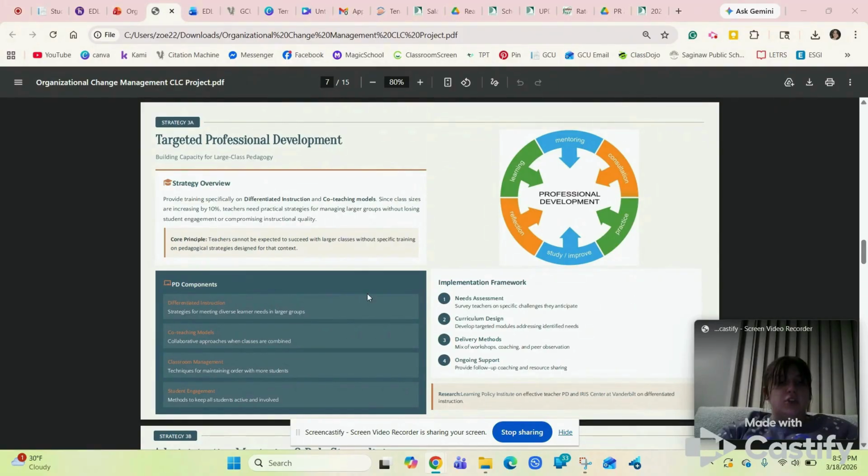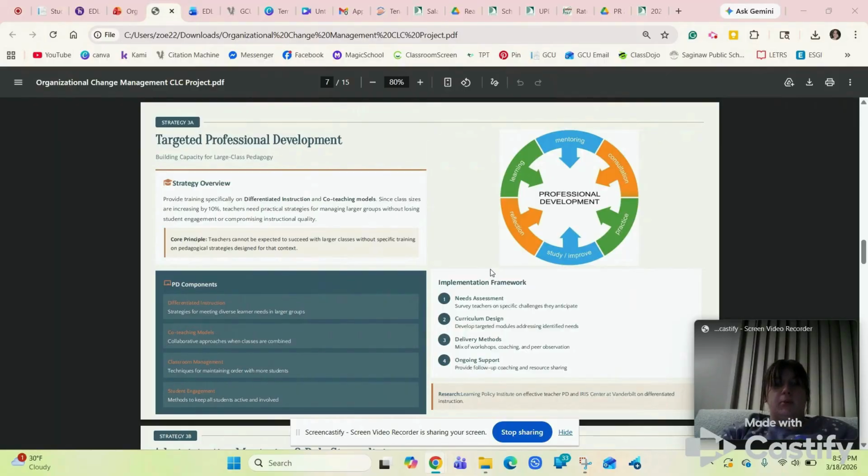Some components of the professional development that we would be providing are strategies for meeting diverse learner needs in larger groups, collaborative approaches when classes are combined, techniques for maintaining order with more students, and methods to keep all students active and involved. Differentiated instruction allows for co-teaching and instructional models to directly address teacher concerns regarding efficacy and workload in a restructured environment.